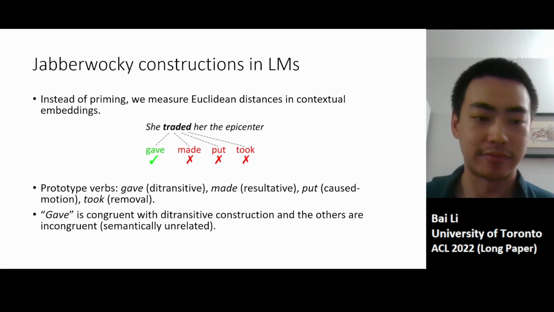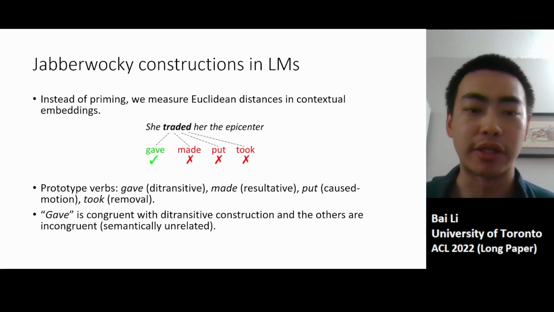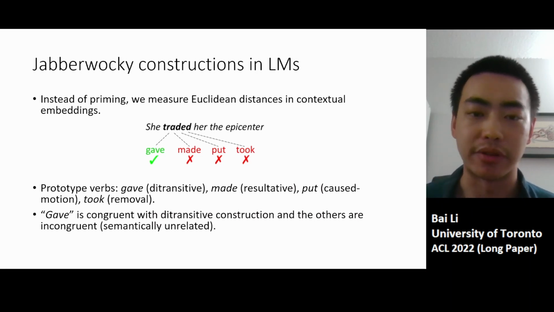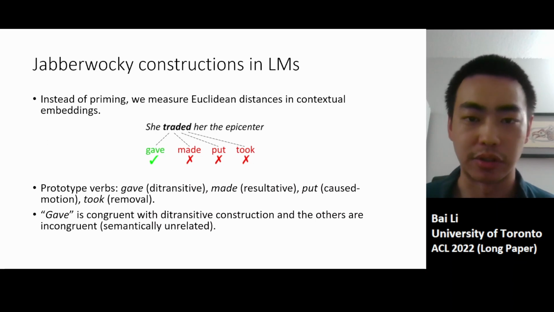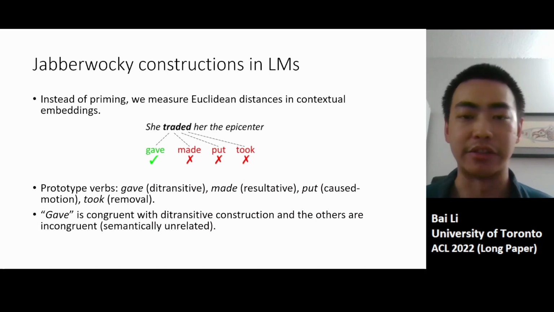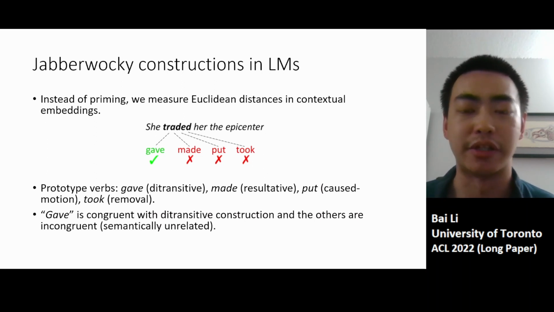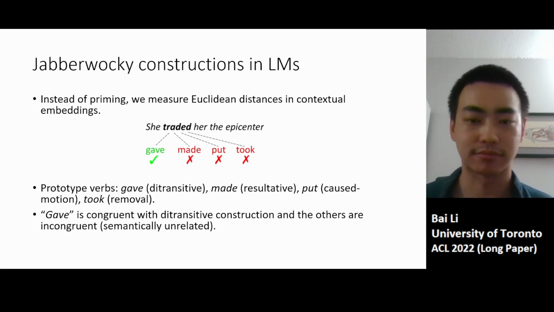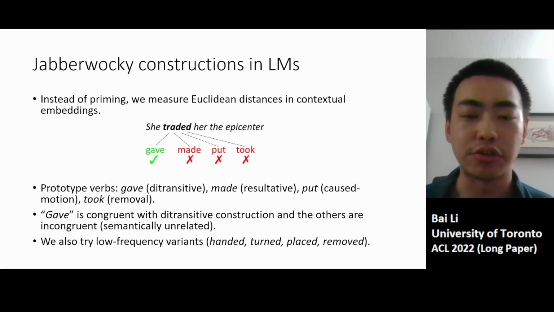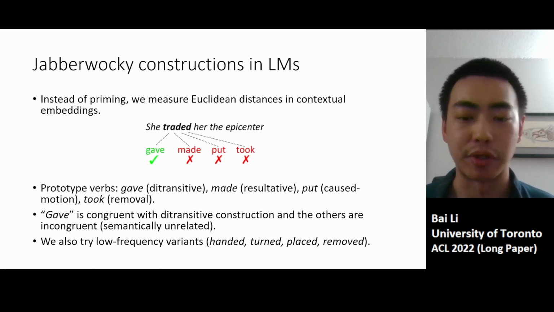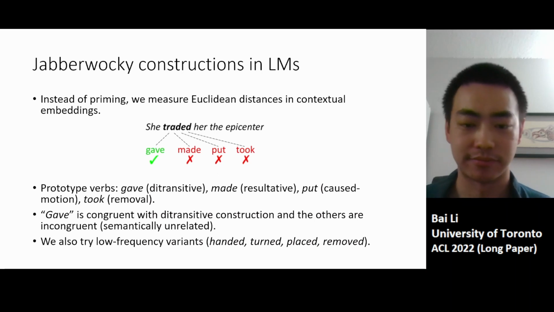And here the word gave is highlighted in green because it is congruent with the sentence, which is the ditransitive construction. And the others are incongruent because they are semantically unrelated to the ditransitive construction. And in addition to these 4 verbs, we also tried 4 lower frequency variants: handed, turned, placed, and removed, instead of gave, made, put, and took.